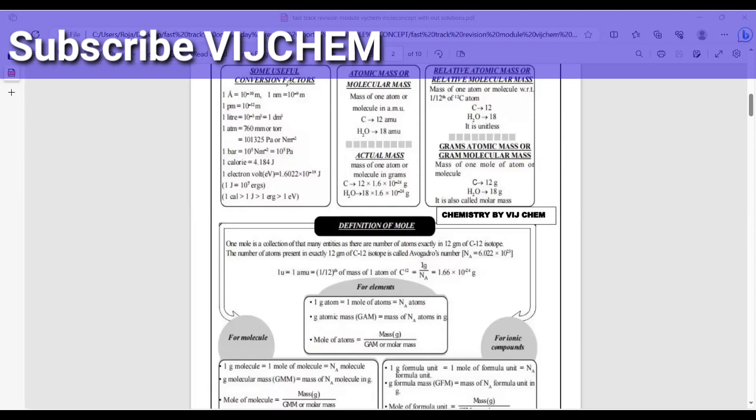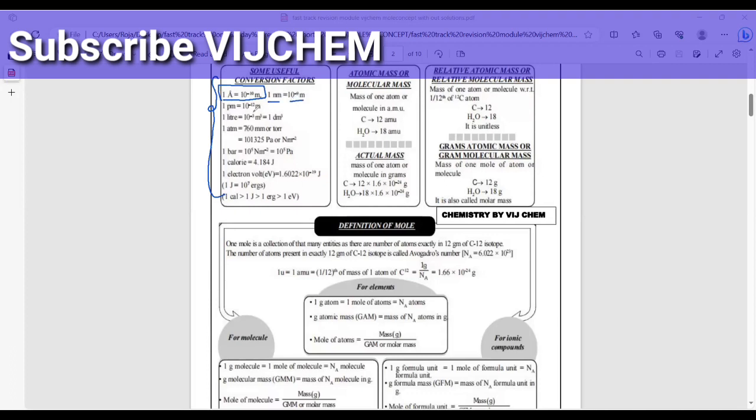Okay, today we are going to start with the basic concepts of chemistry, that is mole concept. Before starting, you should have background knowledge about the useful conversions. The most important, most widely used unit is 1 angstrom. 1 angstrom is equal to 10 to the power of minus 10 meters.